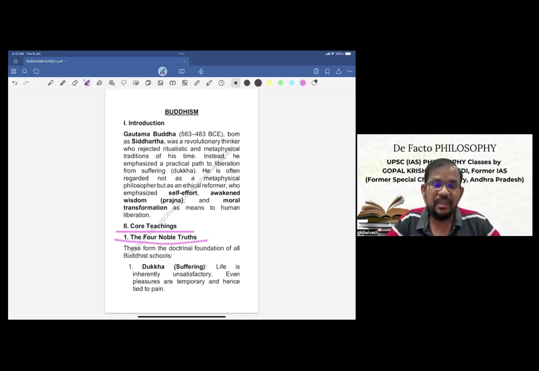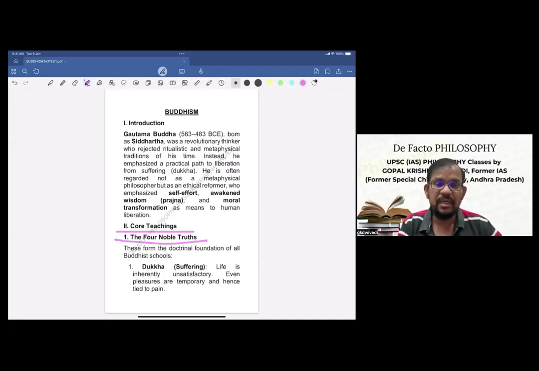Now, these are the doctrinal foundations of all Buddhist schools. Buddhism has different schools. We will see what the schools are and how many different branches there are in Buddhism. But all schools believe in these four noble truths. What are the four noble truths?